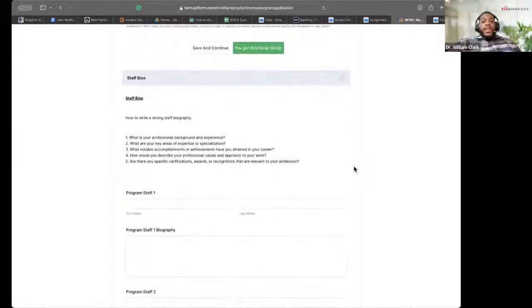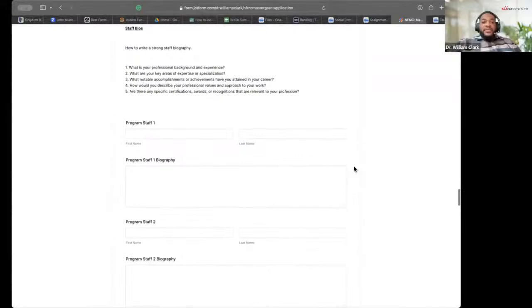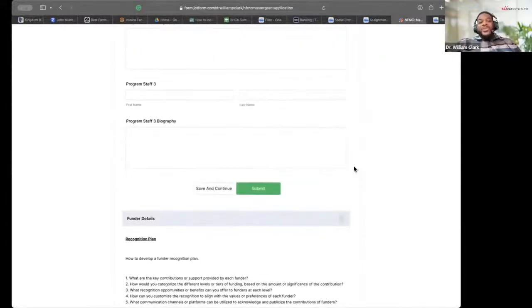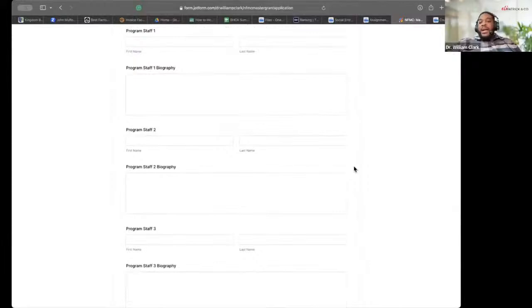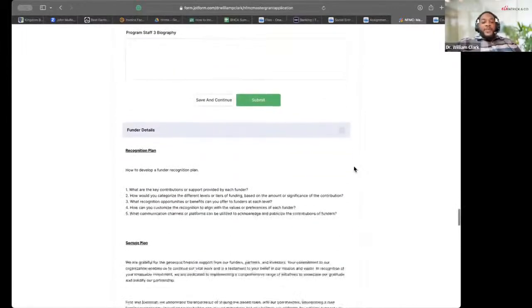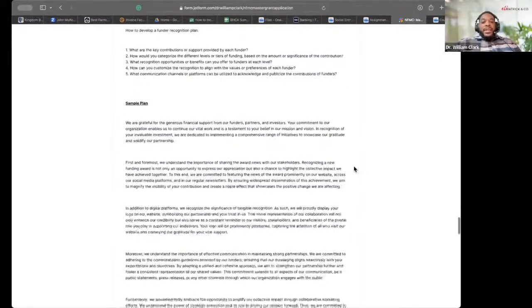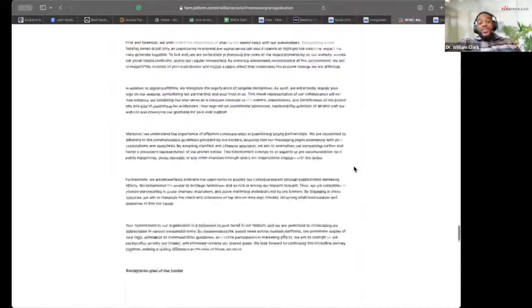Yep. And next up would be staff. Typically, I only highlight three staff people, but here's the format: name and their biography, just a paragraph about what they do, what they're about, their contribution to the work, their skill set, and what role they will play in the project. Recognition plan, I kind of have that built in for you, but you can create your own too.